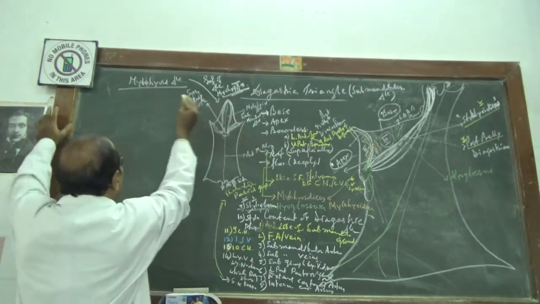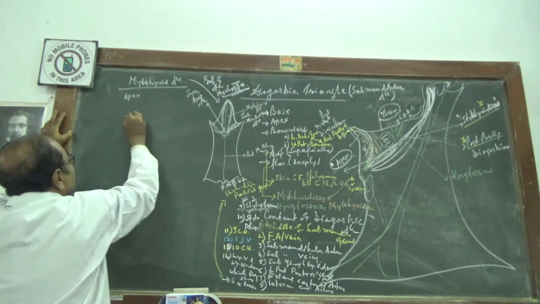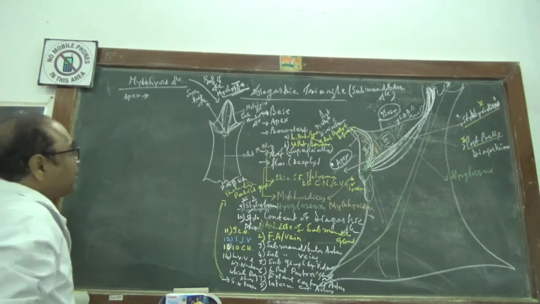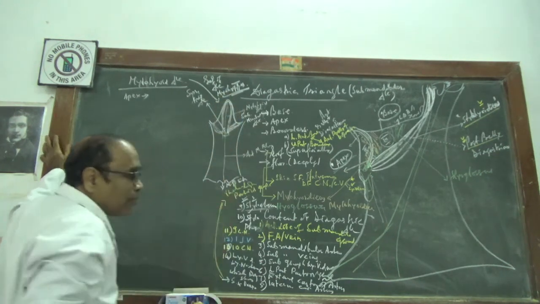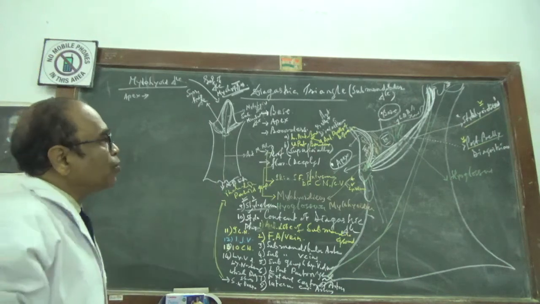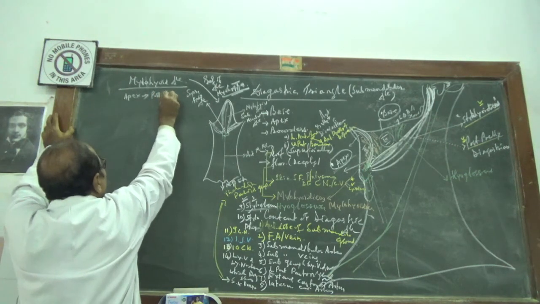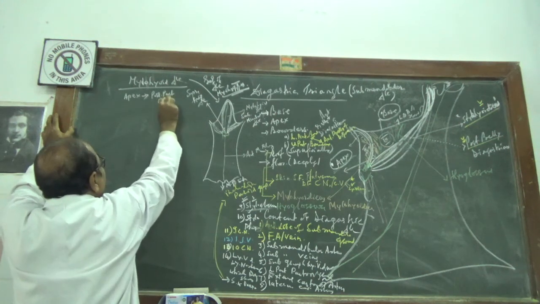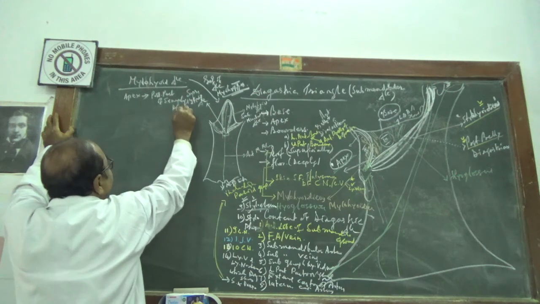Now you will have the apex of the MAH00841 triangle. The apex of the MAH00841 triangle is directed forwards, very close behind the posterior part of the symphysis menti.